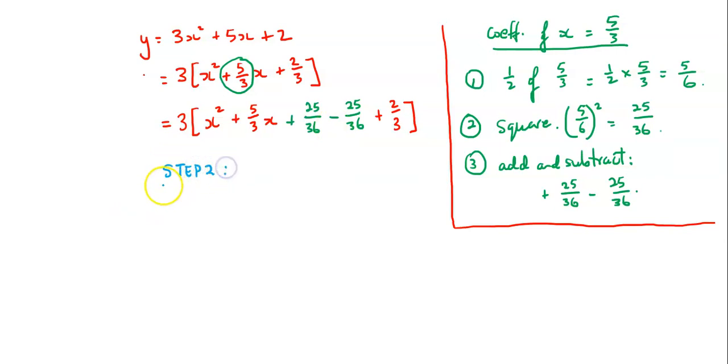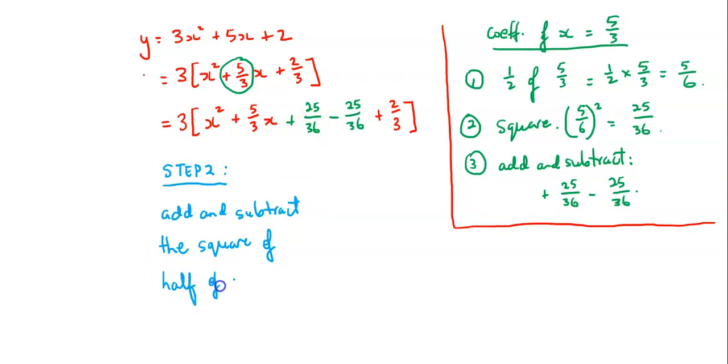So we have step number 2: add and subtract the square of half of the coefficient of x. We take half of the coefficient of x.